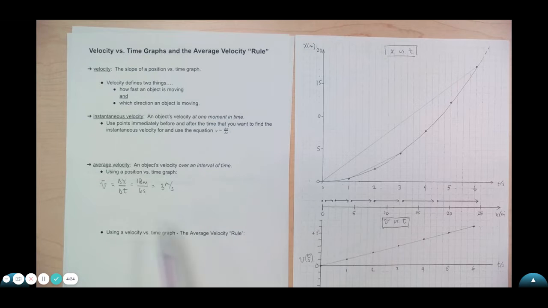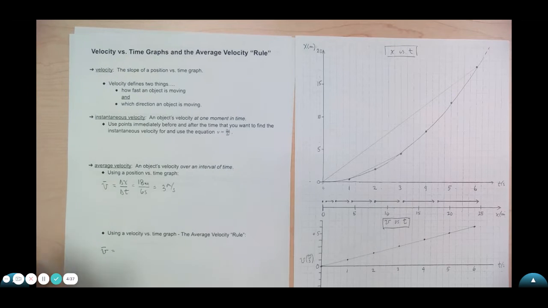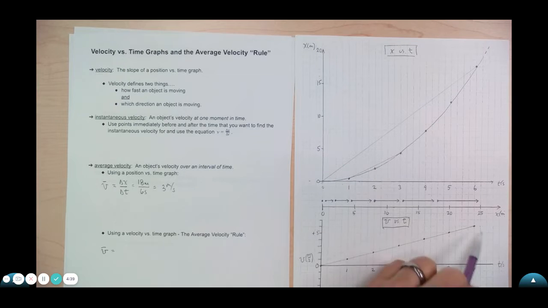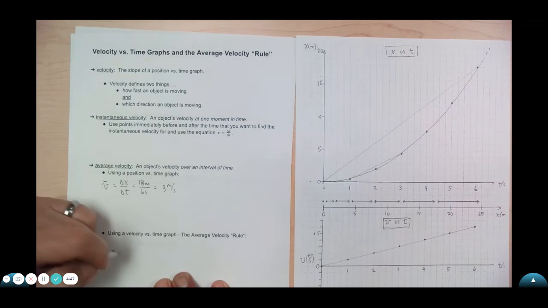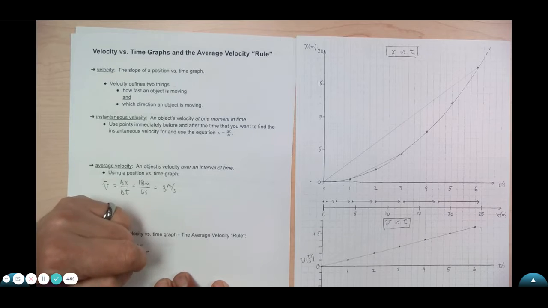Now, how could I figure out this average velocity, not from that graph, but from this one? Well, you guys know how to average numbers, so here's another way to look at average velocity. If I simply take the average of the initial velocity and the final velocity, like literally average those two numbers, let's see what we get. You guys know to average things, you have to add them up and divide by how many things you added.